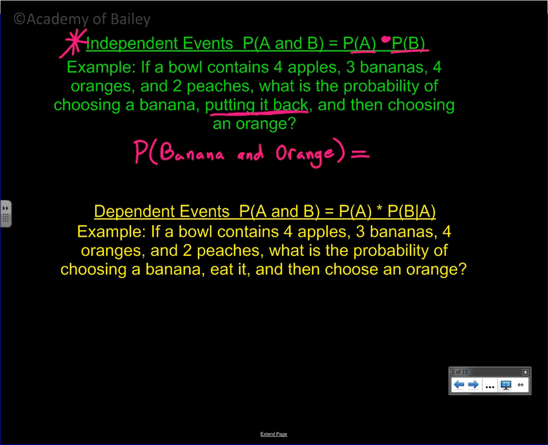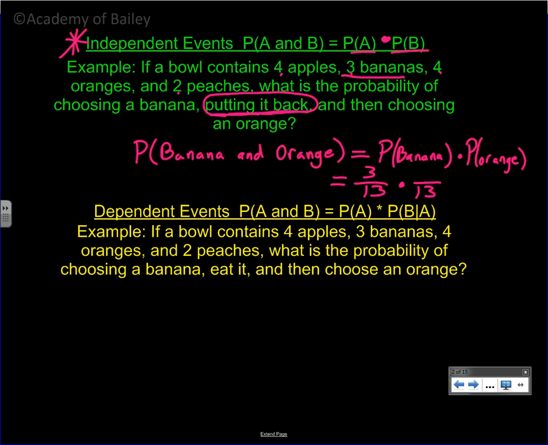All right, so the probability of a banana goes first, and we're going to multiply it by the probability of an orange. So this is going to equal the probability of a banana. There are 3 bananas out of 4 plus 3 is 7, plus 4 is 11, plus 2 is 13. 3 out of 13. We're going to multiply the probability of a banana by the probability of an orange. And remember that we pulled the banana out and we put it back, so there are still 13 fruits in the bowl. And how many oranges are there? There are 4 oranges. And when you multiply those, 12 out of 169.